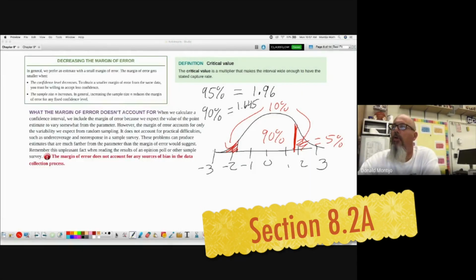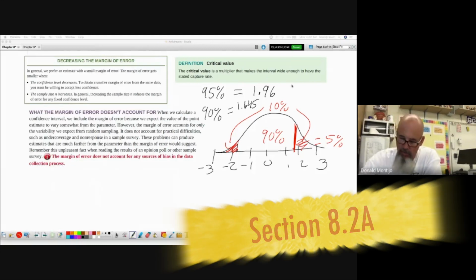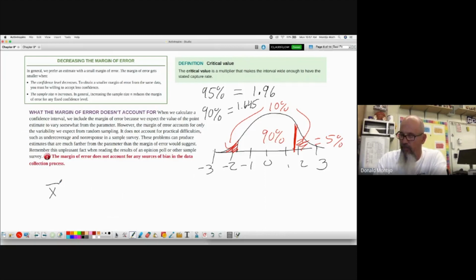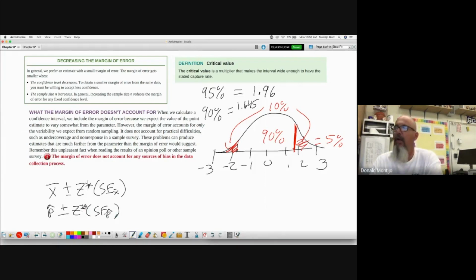All right, so we talked about critical values. What is a confidence interval? If we're going to do a confidence interval for a mean, it's x bar plus or minus z star times the standard error of x bar, which is really the standard deviation. What if it's categorical? It's going to be p hat plus or minus z star times the standard error of p hat. So that's going to be our next focus. How do we come up with these standard errors?